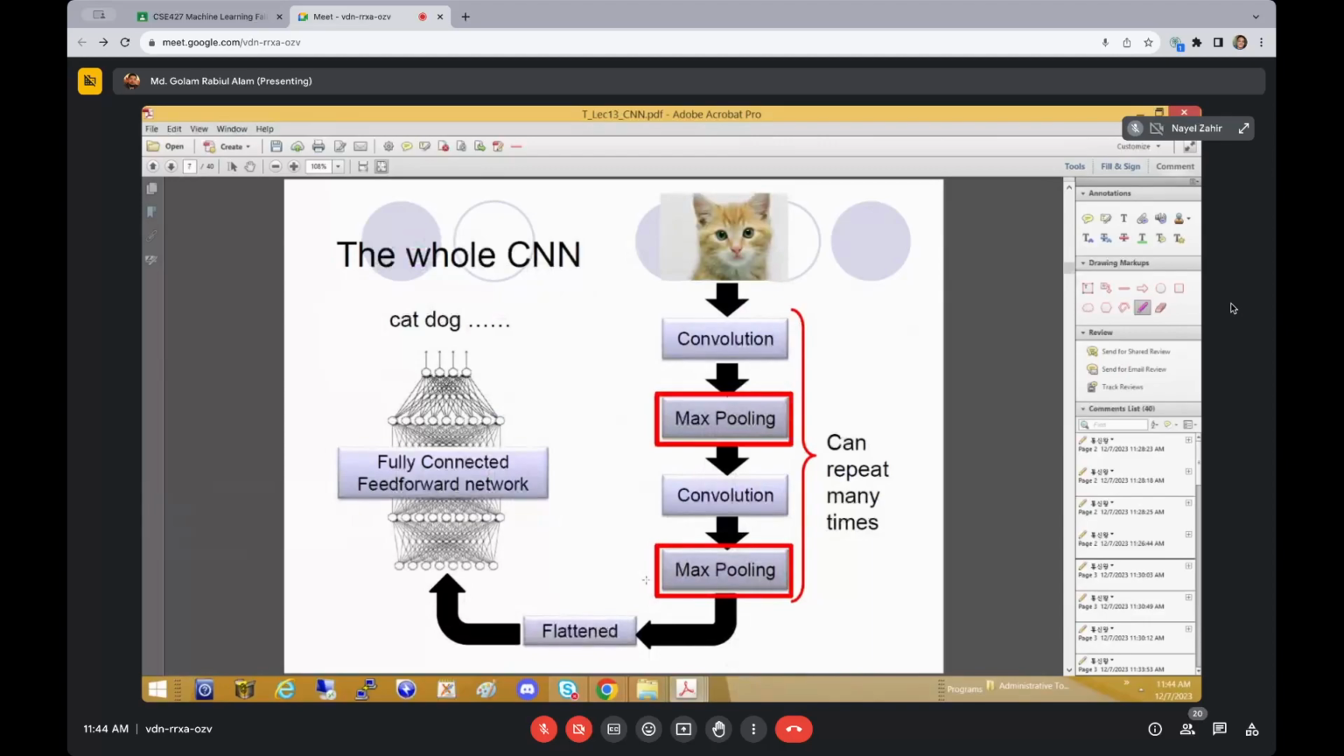So the whole procedure can be like this. In our convolutional neural network model, at first we have the convolution layer. As I already mentioned, there are several other layers in convolutional neural networks also. So at first we have the convolution layer.